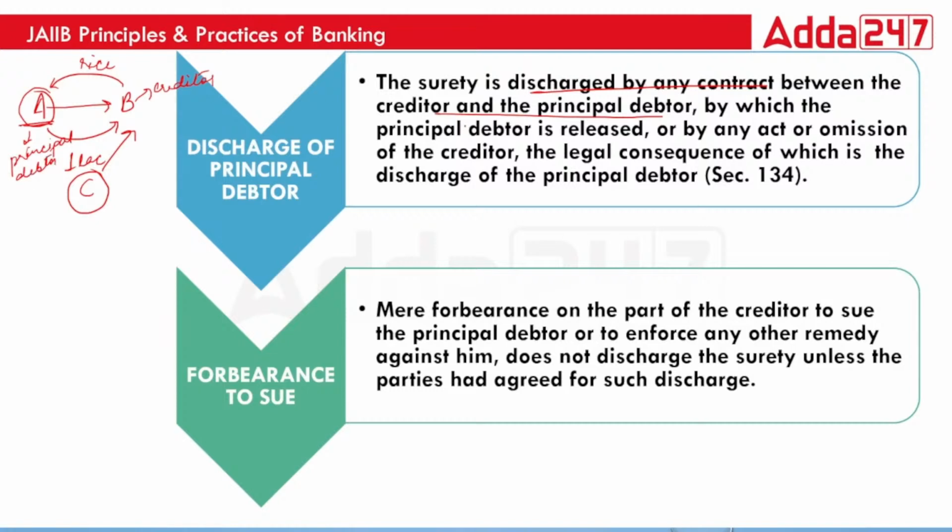So the surety is discharged by any contract between the creditor and the principal debtor by which the principal debtor is released, or by any act or omission of the creditor, the legal consequence of which is the discharge of the principal debtor.